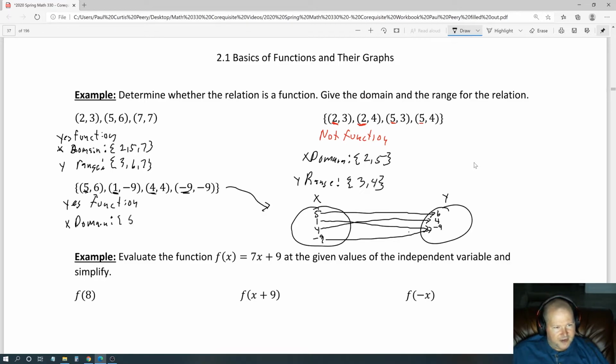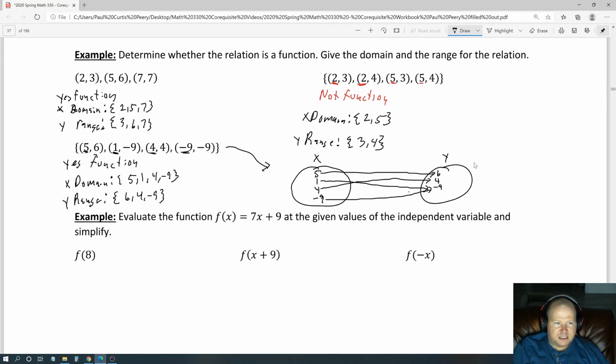So it looks like I have a 5, I have a 1, I have a 4, and I have a negative 9. And then we do range, right? Range has to do with the y value. So we have a 6, we have a 4, and we have a negative 9, right? Let's move on to the next problem.